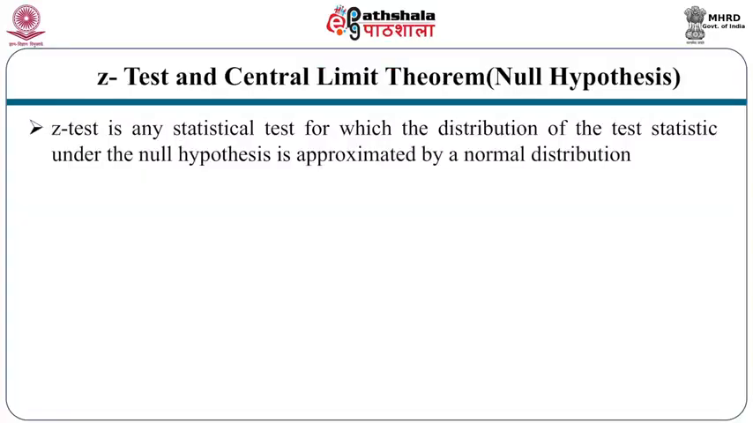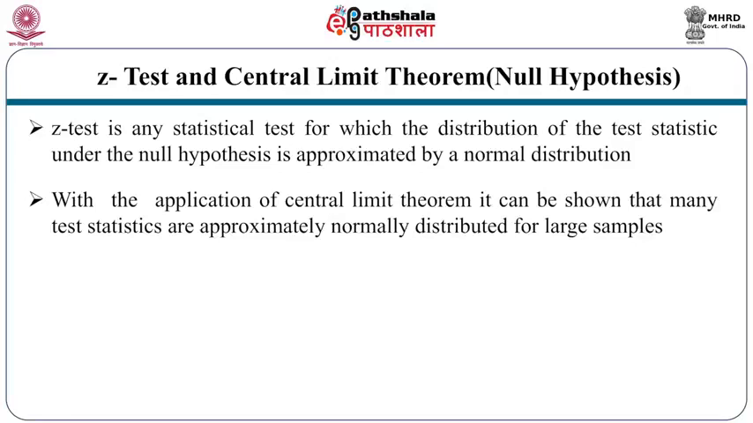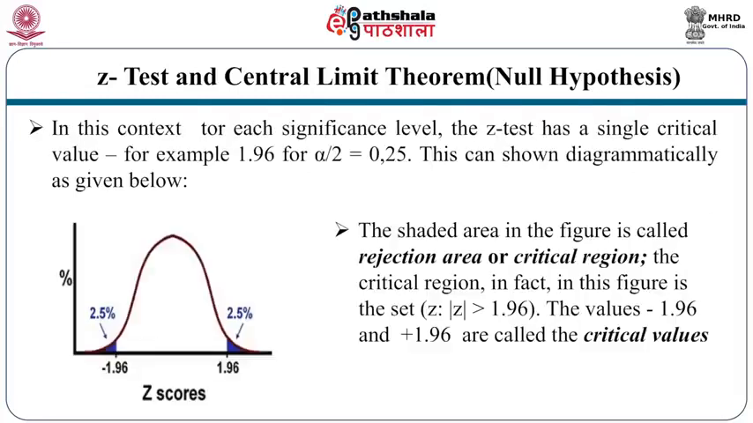It is any statistical test for which the distribution of a test statistic under the null hypothesis is approximated by a normal distribution. With the application of the central limit theorem, it can be shown that many test statistics are approximately normally distributed for large samples. In this context, for each significance level, the Z-test has a single critical value, for example 1.96 for alpha by 2, that is equal to 0.025. This can be shown diagrammatically as below.